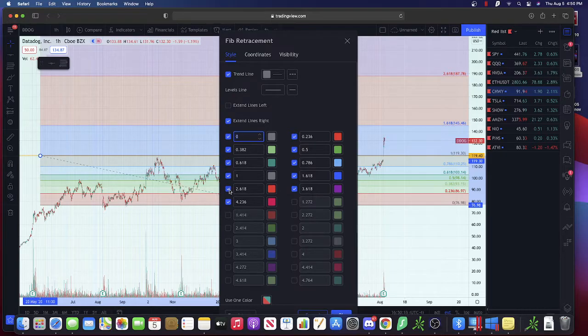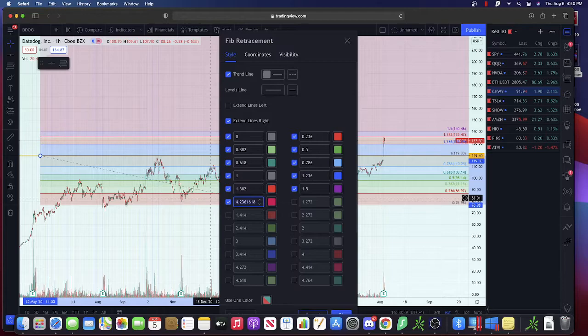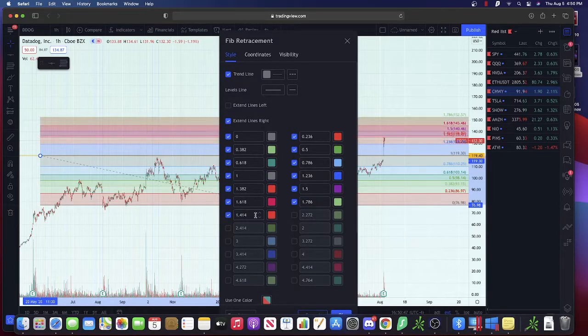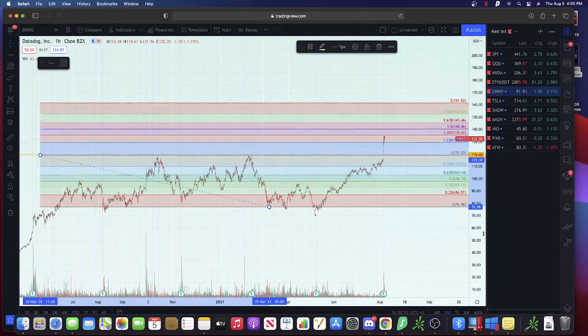What I would do here is, let me take out all of this other stuff. I'm just going to repeat these numbers but put a 1 in front of them. So I have a 1 here, so I'm going to do 1.236, 1.382. My next one is 1.5. My next one is 1.618. My last one is 1.786. I have a 2. My last one would be 2. Come down here, hit OK, and we can look.